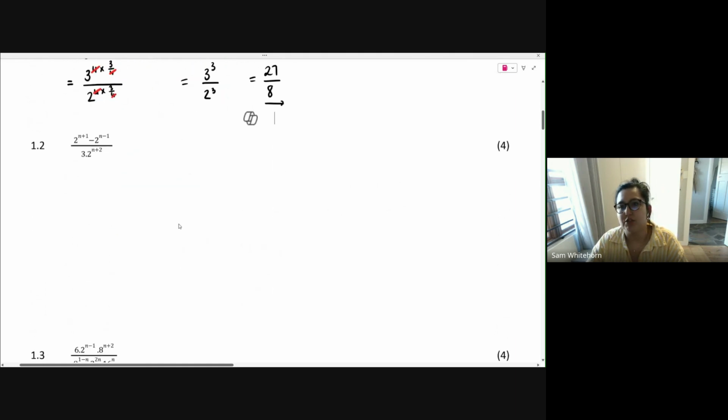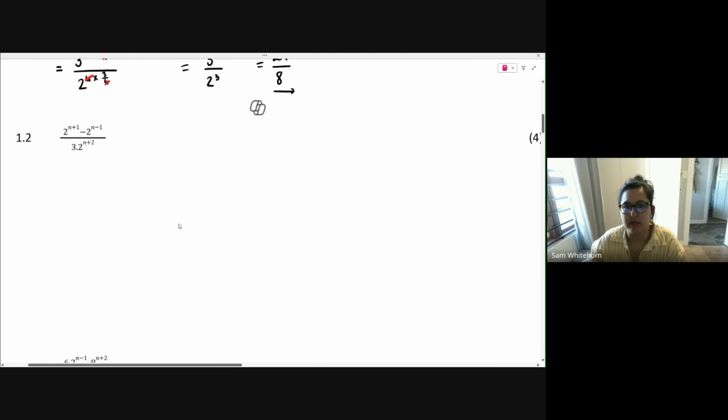All right, 1.1.2. I'm just going to make it a smidge bigger. We have 2 to the power n plus 1 minus 2 to the power n minus 1 over 3 times 2 to the power n plus 2. Does anyone have any suggestions of what I can do here? Because all these bases are prime bases, so that first step that I would usually always go to is out the window. What would I need to consider here?